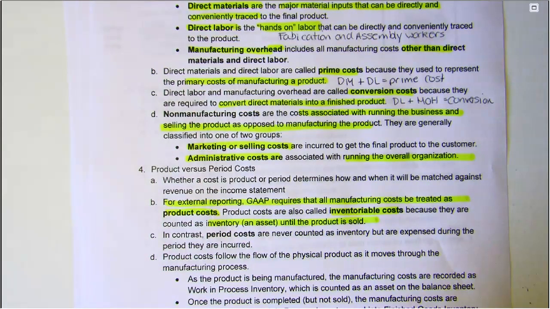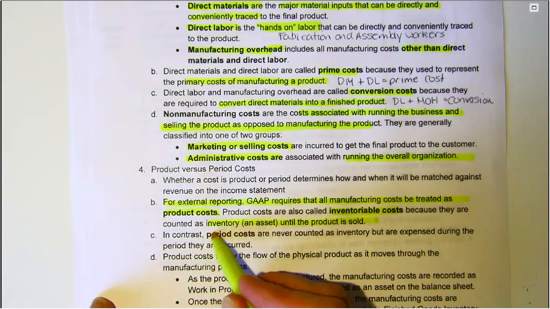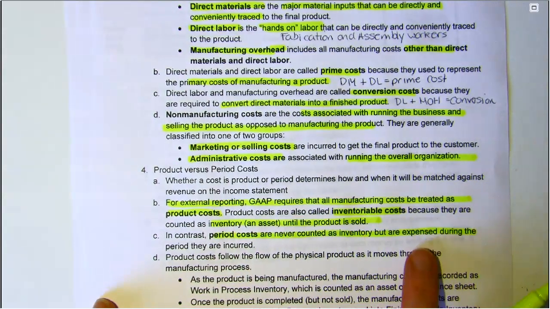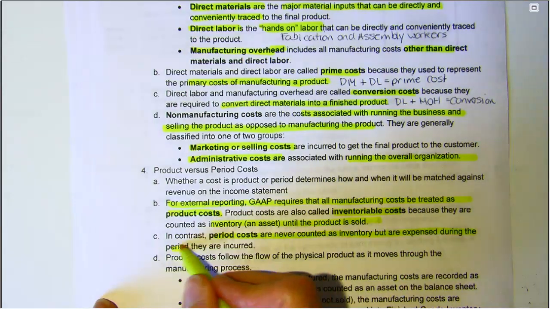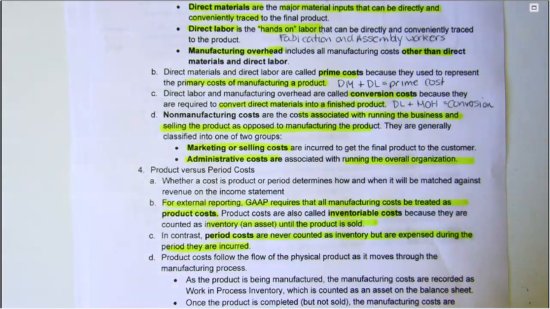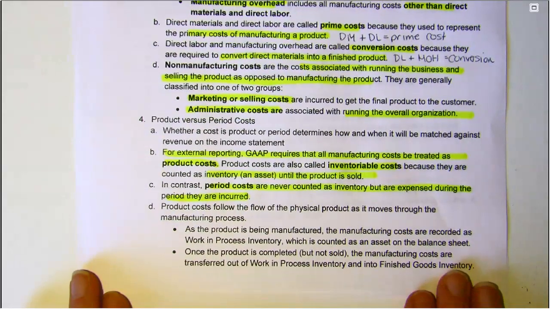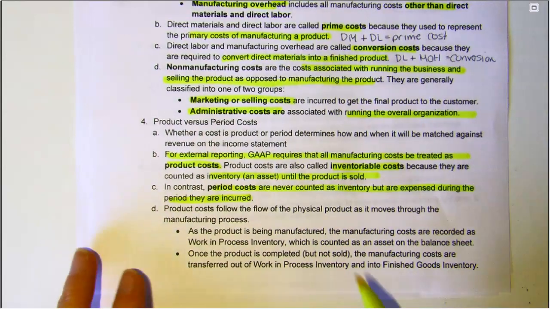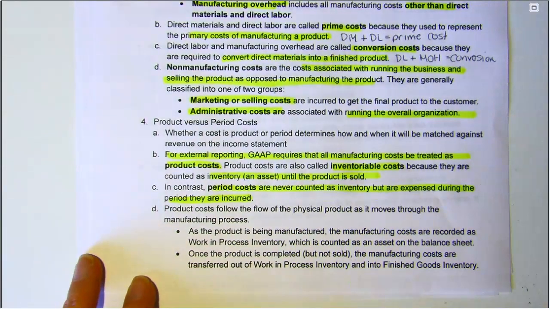Non-manufacturing costs, however, are considered period costs. They are never counted as inventory, but they are immediately expensed during the period they are incurred. And remember, the word incur means to realize the benefit of a cost. Now, we're going to be getting into this more in the next chapter, but the flow of product costs follows the flow of the physical product.